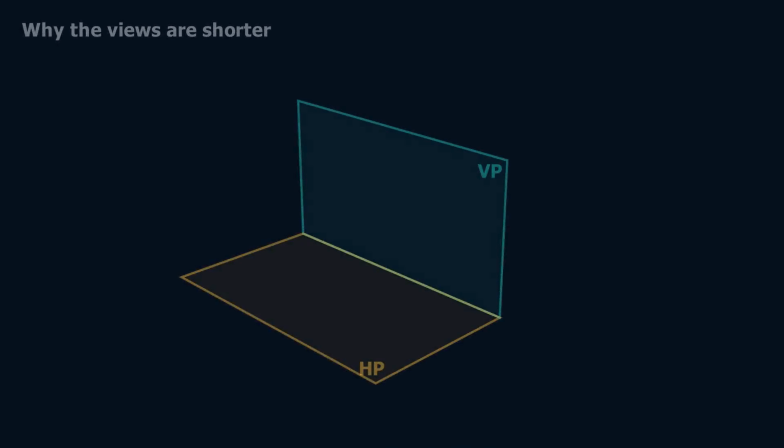First, the intuition. Here are the two planes of first angle projection, forming the first quadrant, and a line placed inside it, inclined to both. This is the real line in space. Its real length is what we are after.